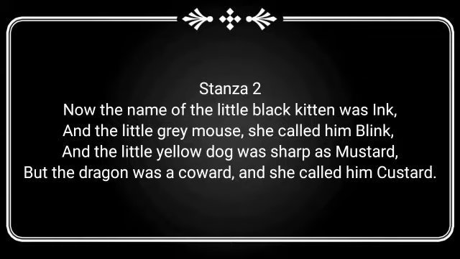Here the poet explains the names of all the animals that are tamed by Belinda. He says that the name of the black kitten is Ink, the name of the grey mouse is Blink, in order to rhyme it. And the little yellow dog had yellow color, and so she calls him Mustard. Mustard is a yellow colored flower, and the dragon that was a coward means he was a weak creature. Therefore, she called it Custard.